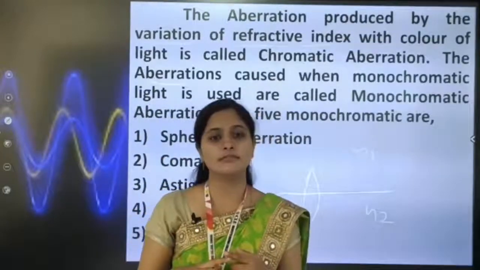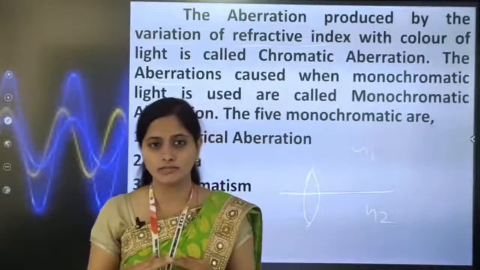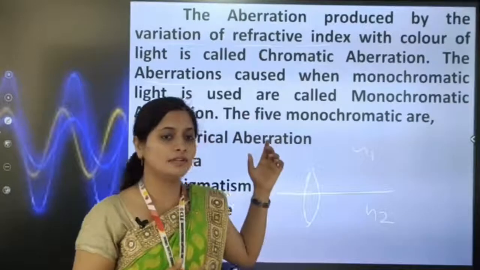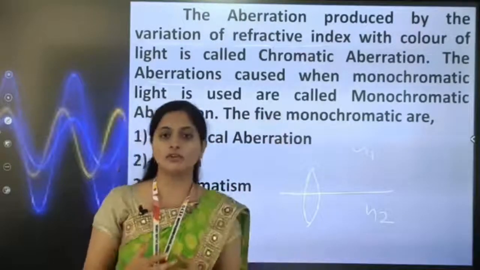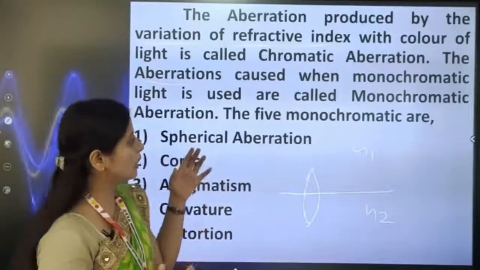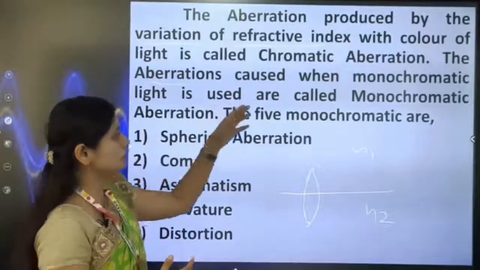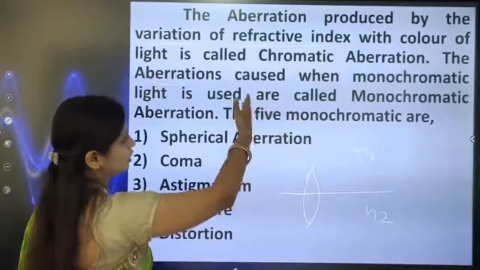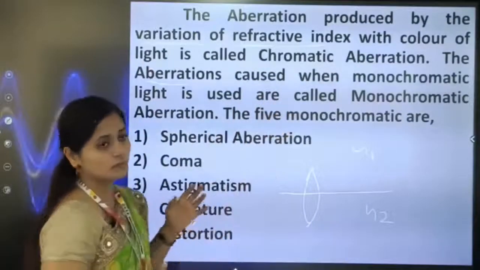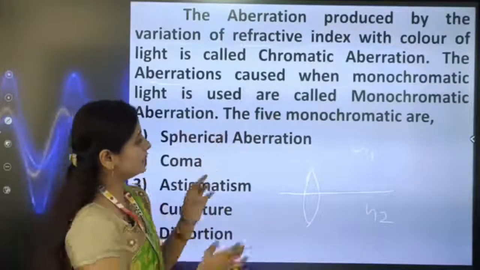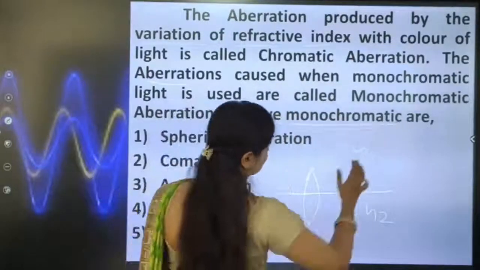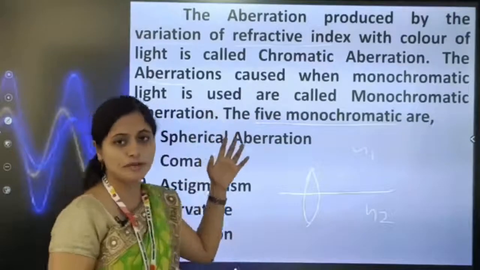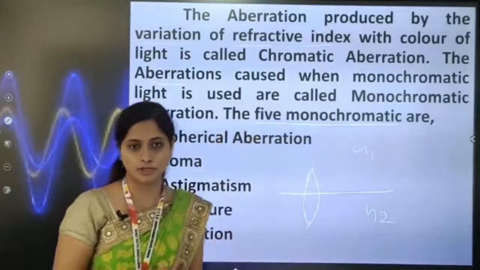Single color, single frequency, as well as a single wavelength. So for the aberration here, we are taking what? Monochromatic light. What is happening? This is caused by what? Monochromatic light. So here we are getting what? Five types of monochromatic aberration will be produced.